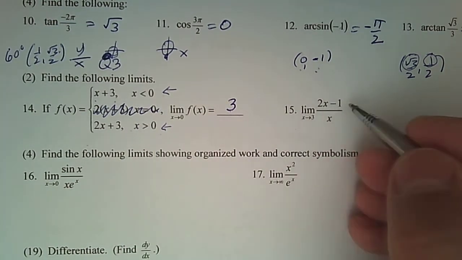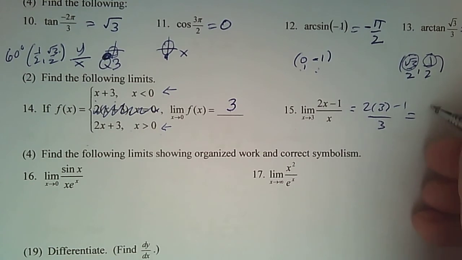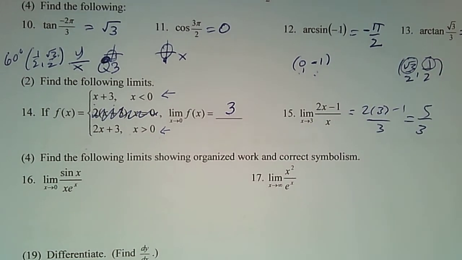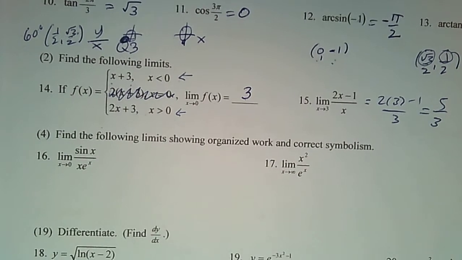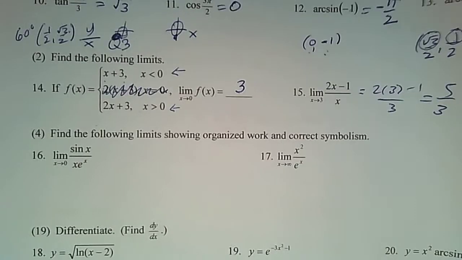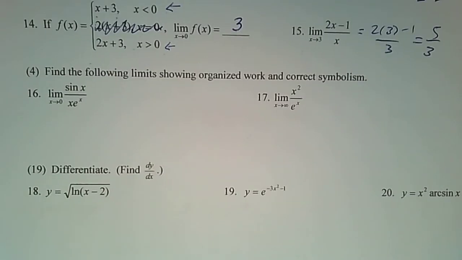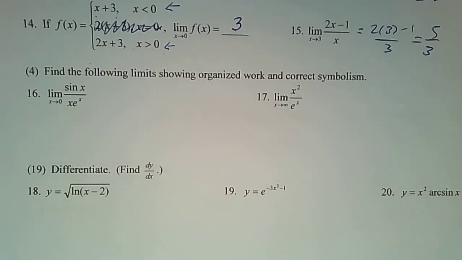Here, what happens in this limit question? Well, first step is, can you just plug in? And you can. And then what answer do you get? So the answer is 5 over 3. So at its most foundation, most basic, a limit is a substitution question. If you substitute in and you get an answer that's indeterminate or undefined and so on, that's when you have to do a little bit more thinking and work. All right, 16. Find the following limits showing organized work in correct symbolism.